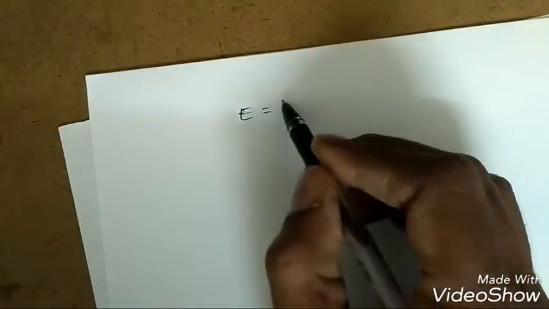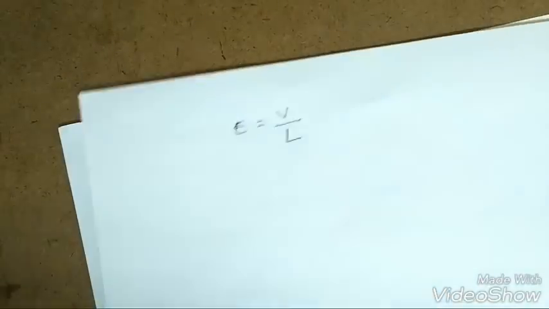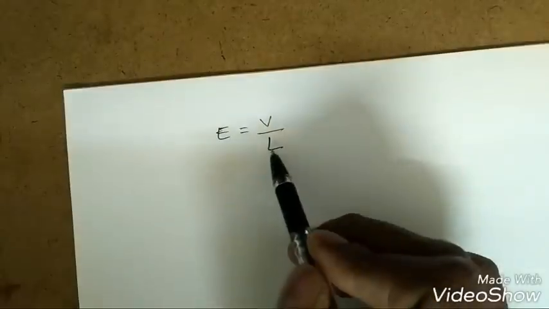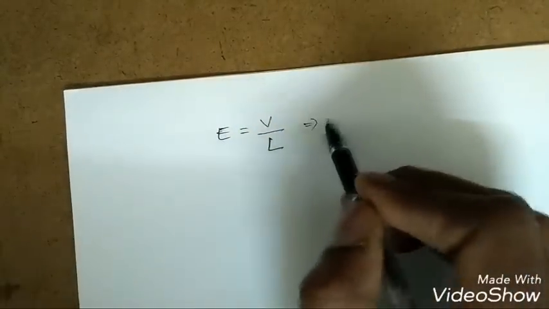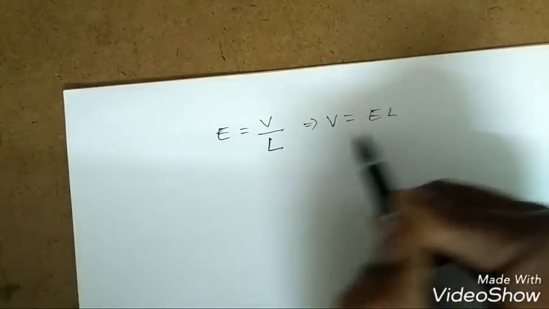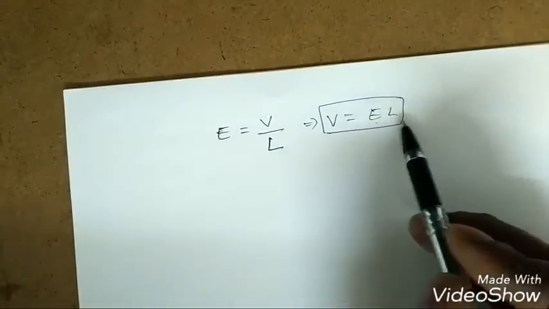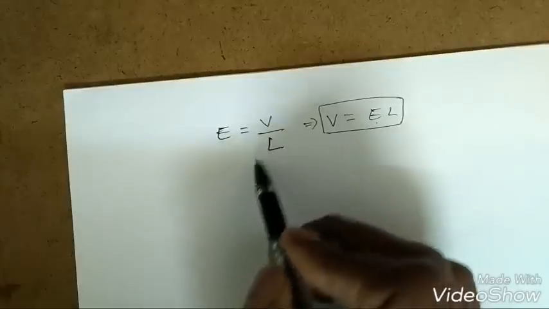Now, electric field E is generally defined as the voltage per unit length, right? Even though we are applying the electric field, we are applying it per unit length. Or we can say V is equal to E into L. How much electric field we apply across the length, multiplying gives the voltage.